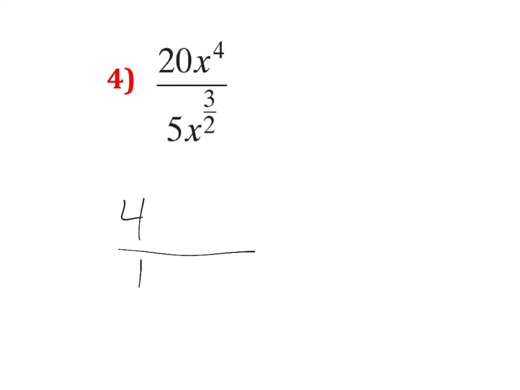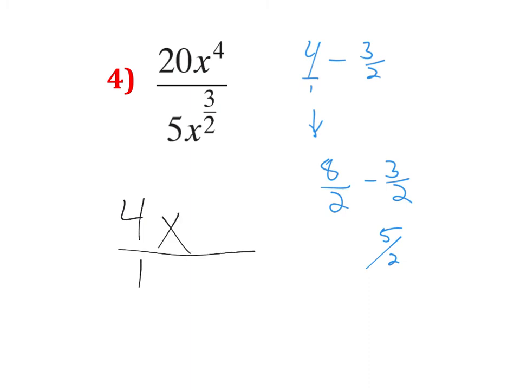And now we need to subtract these exponents. So 4 minus 3/2. Again, we need common denominators, so I'll pretend this 4 is really a 4 over 1. Well, I can consider that to be 8/2 minus 3/2. That's going to give me 5/2 as a final. So I'd have 4x to the power of 5/2. And no, you don't need that 1 down there if you don't want to write it.